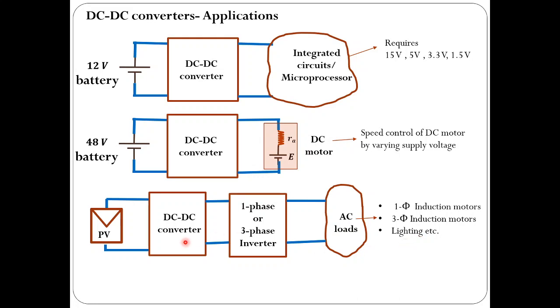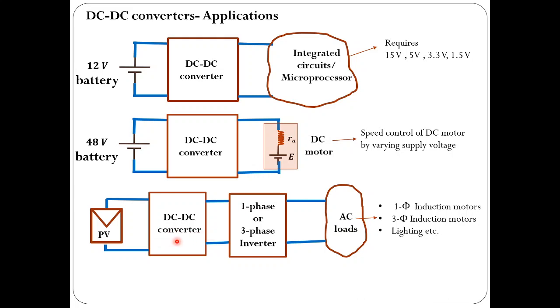Again you can see that there is a mismatch between source and load. On the source side we have DC power available and on the load side we require AC, and AC at the required level. Maybe for single phase it is 230 volts, and for 3-phase you may require different levels. For example, at domestic level you may require 400 volts, but at industrial level you require higher voltages, 3.3 kilovolts or 11 kilovolts and so on. So how can you bridge the gap between source and load? Again, using a two-stage power electronic converter.